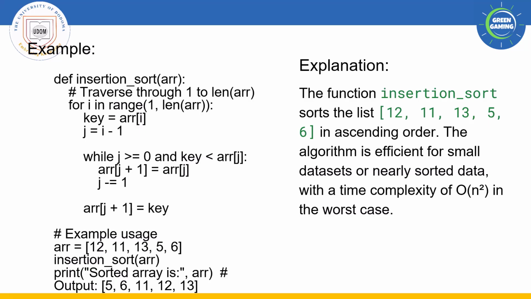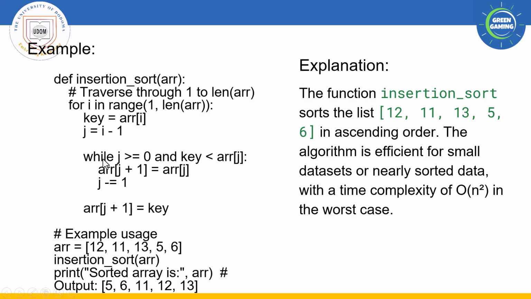For instance, if i is equal to 1, then the key, array of 1, will be equal to 11, because we are not starting from 0. We are starting from index 1, and index 1 is 11. So at the first time our key is 11, right? So the while loop checks if the element at index j is greater than the key. If it is, then we move the element at j one position to the right.